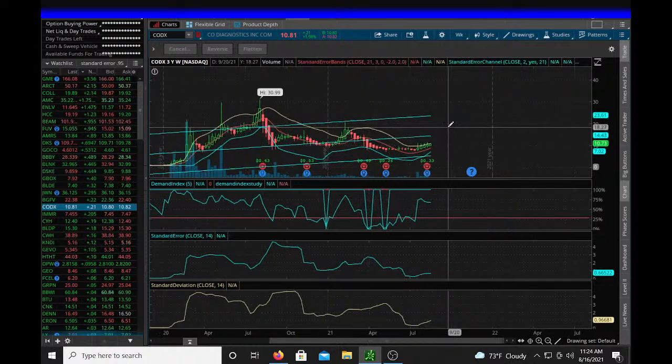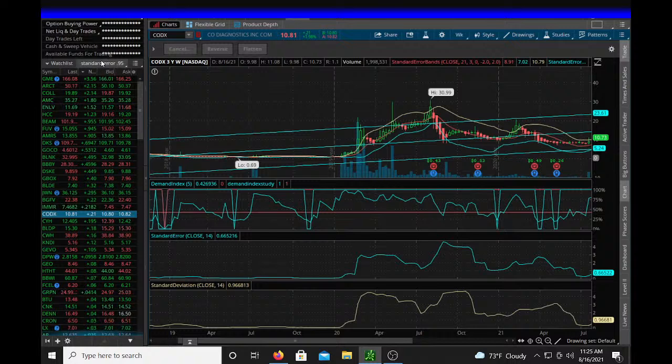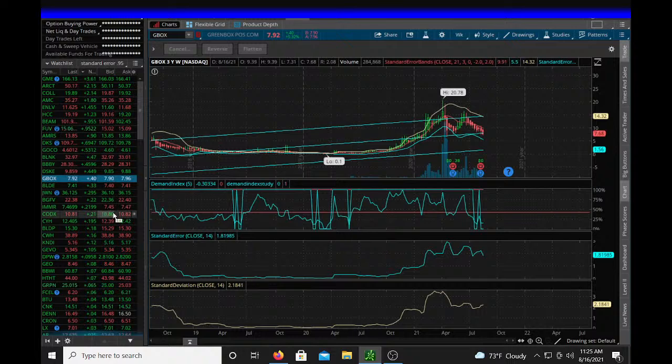Okay. But yes, we do look for this standard error and the particular 0.95 signal. Looks like G-Box is back on our list here today.